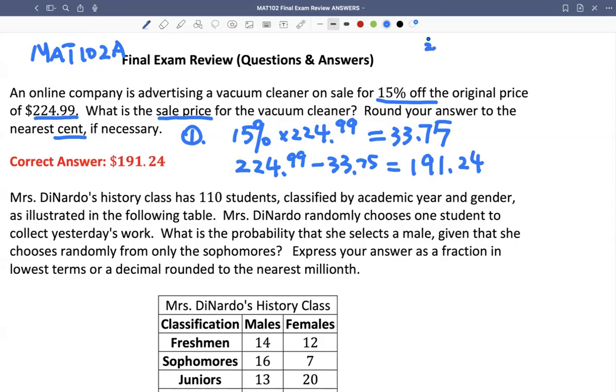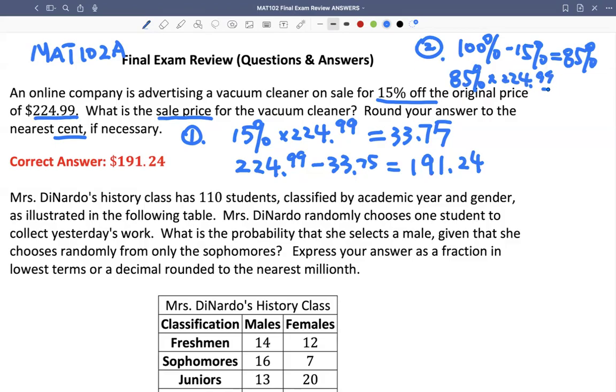Okay, second way: if it's 15% off, we only have to pay 85%, right? Because 100% minus 15% is 85%. So the sale price is 85% multiplied by $224.99, and that should be $191.24. We just round it to cents, only need 2 decimal places. So that's 2 ways of doing the first one.